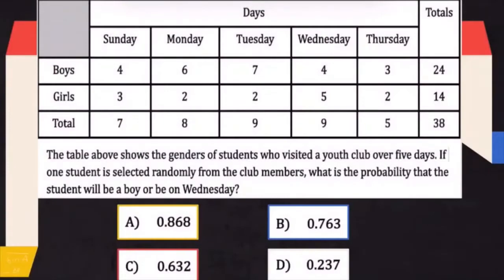The table above shows the genders of students who visited a youth club over 5 days. If one student is selected randomly from the club members, what is the probability that the student will be a boy or be on Wednesday? Option A, 0.868. Option B, 0.763. Option C, 0.632. And option D, 0.237. Let's find out the correct option.